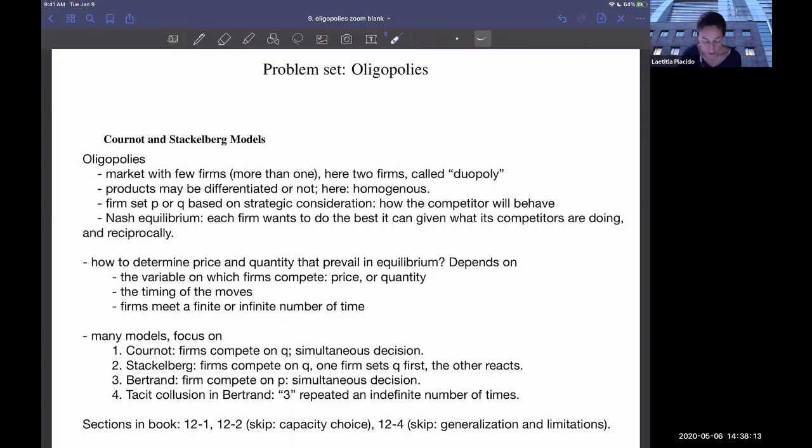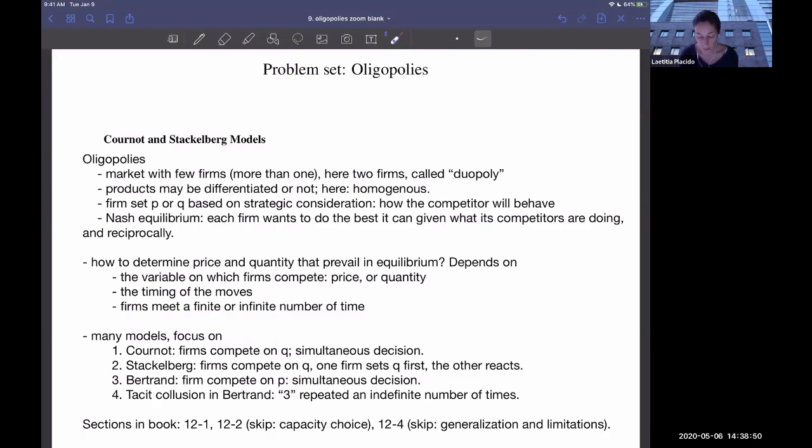Just to review and give a little background here: what are oligopolies? So far we have studied perfect competition, which is a market situation in which you have many firms. That's one extreme. We have also studied monopolies, which is the other extreme: you have only one firm in the market. Oligopoly is basically any market situation that lies between perfect competition and monopoly.